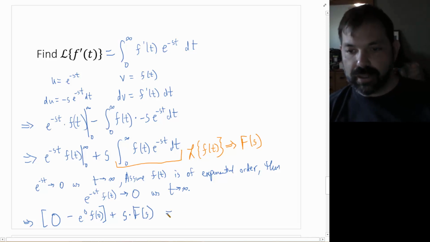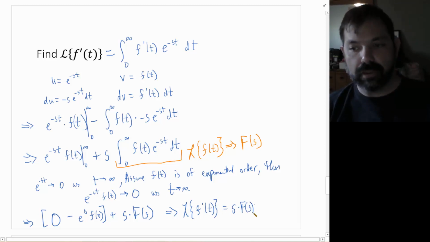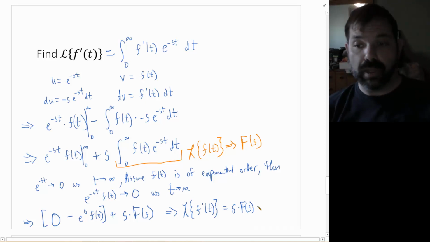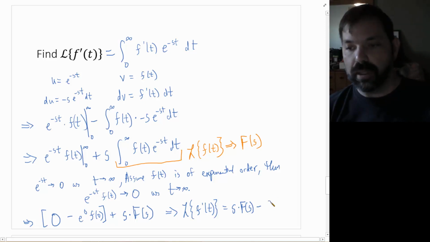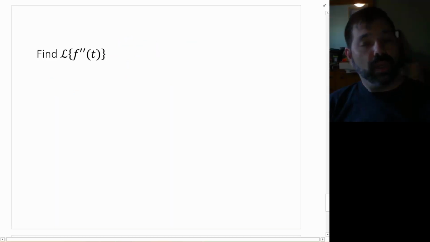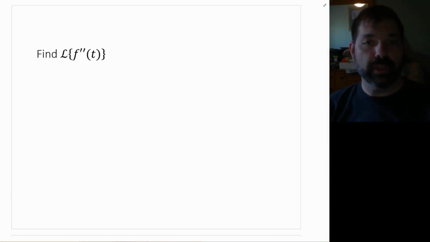And so we normally write this as, so then what we have, the Laplace transform of f prime of t is s times capital F of s, s times the Laplace transform of f, and then minus e to the 0 is 1, so minus f of 0, the original function evaluated at 0. And so now let's find the Laplace transform of the second derivative of f of t.